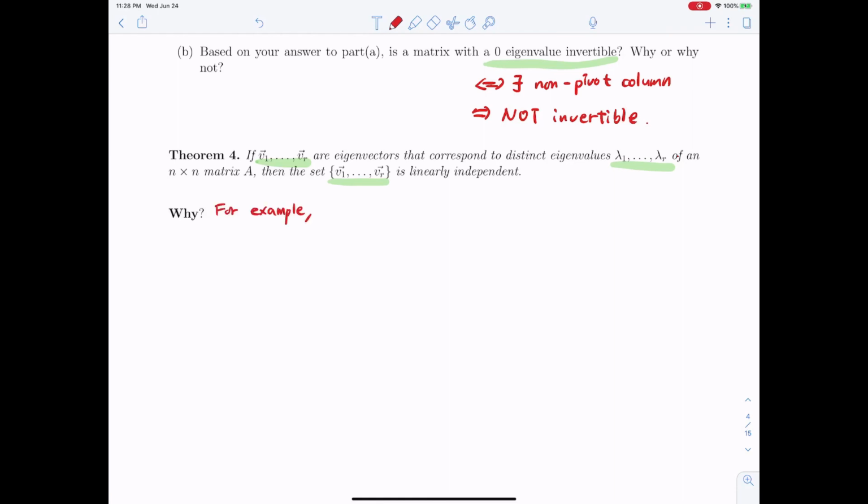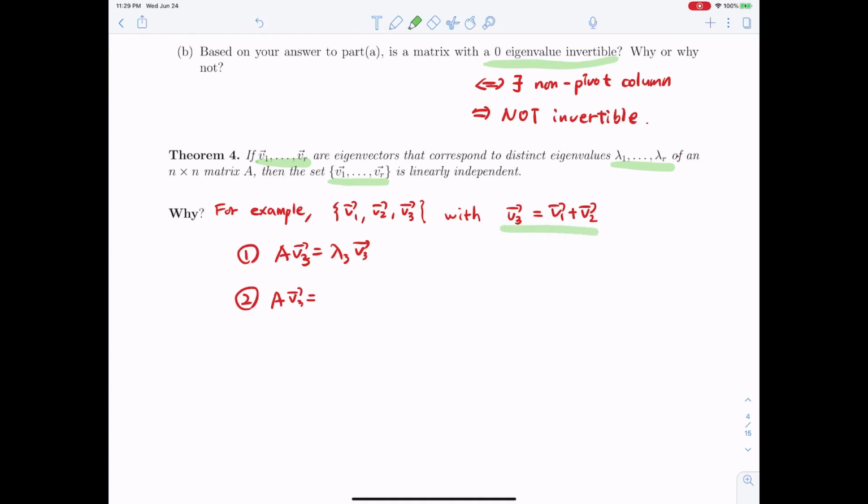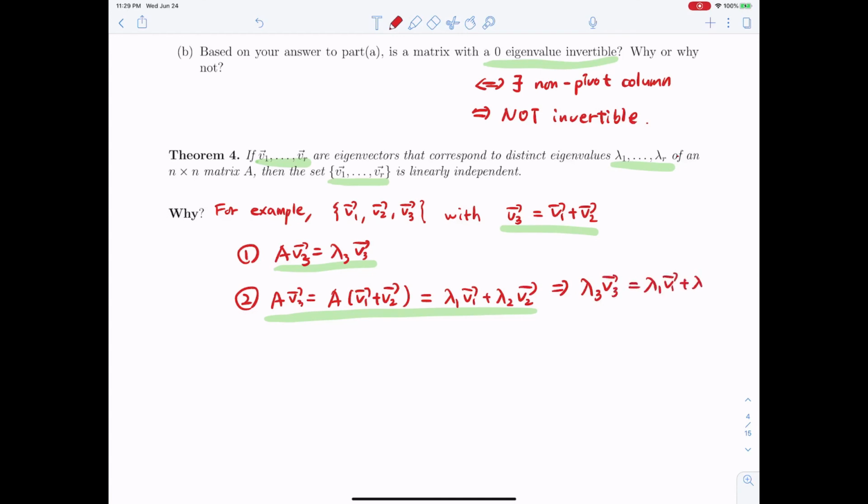So for example, if we have three vectors, V1, V2, and V3, with V3 equals V1 plus V2, then, because V3 is an eigenvector corresponding to lambda 3, A times V3 equals lambda 3 times V3. But we know that V3 equals V1 plus V2. So this gives you A times (V1 plus V2). In other words, we have lambda 1 V1 plus lambda 2 V2. So if you combine these two results, then you can tell that lambda 3 V3 equals lambda 1 V1 plus lambda 2 V2.